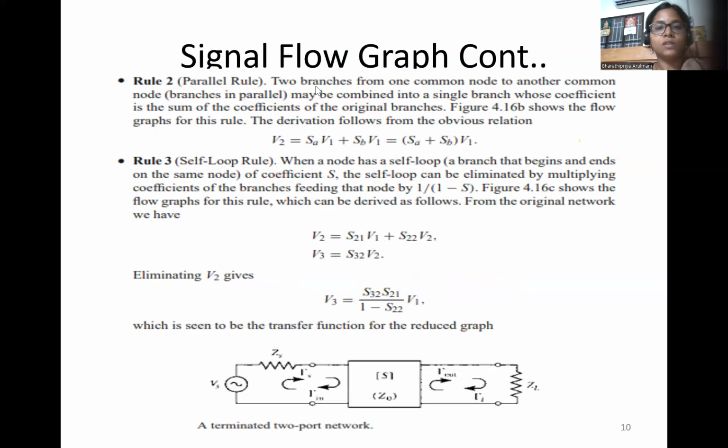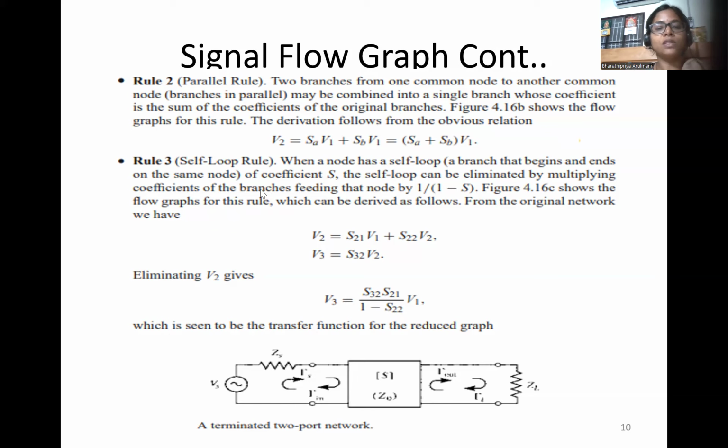So rule 2 is that two branches from one common node to another common node may be combined into a single branch whose coefficient is the sum of the coefficients of the original branches. So we can write V2 equals SAV1 plus SBV1, which equals (SA plus SB) times V1.